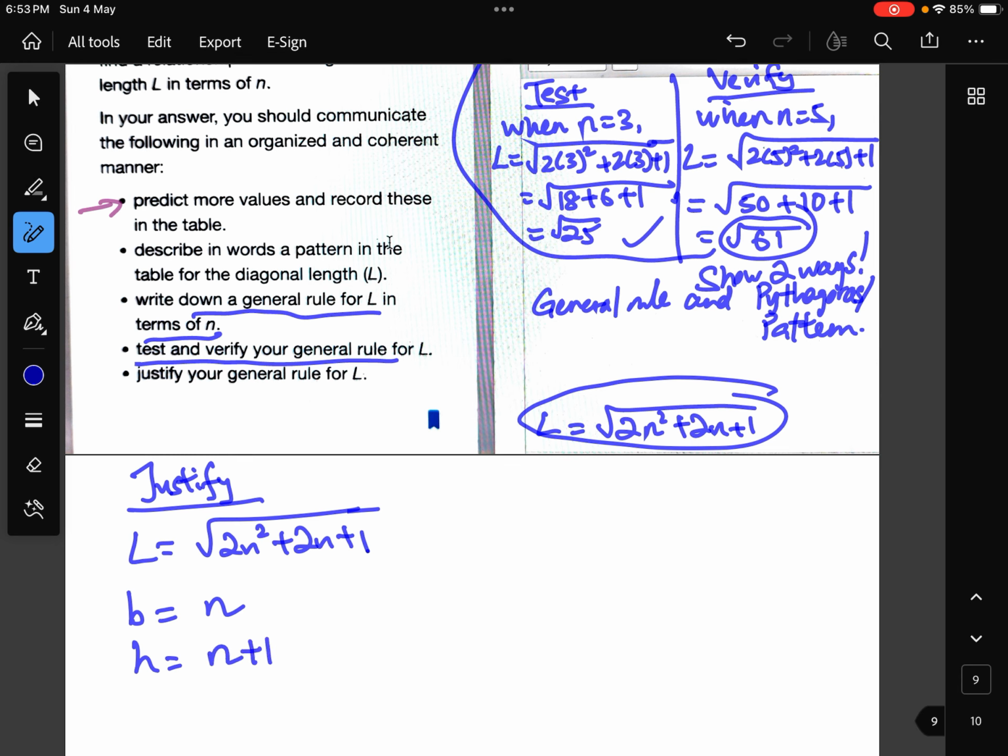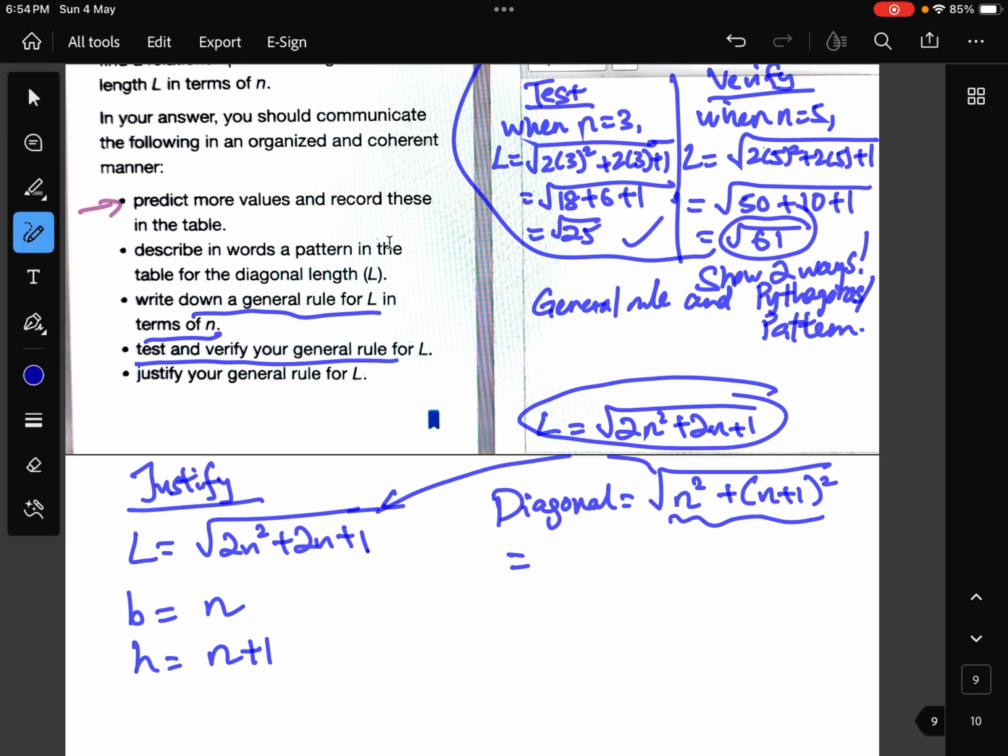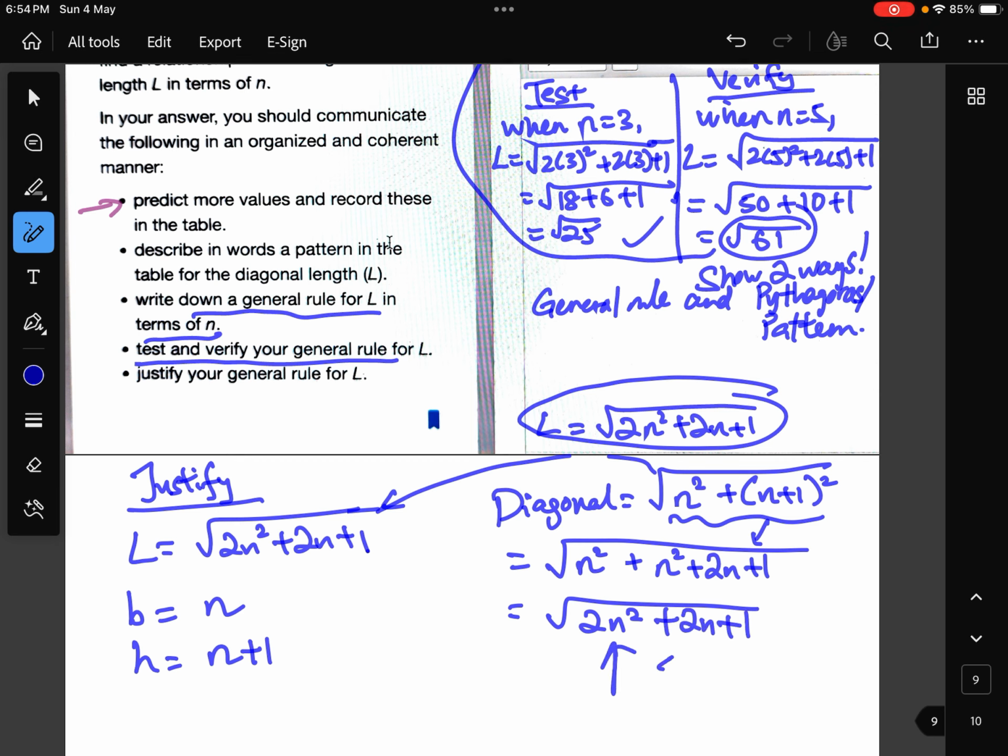To find the diagonal, we use the Pythagoras again, which means that we're going to take the square root of n squared plus (n plus 1) squared. If we can simplify this to look like the general rule, then we will have justified it. So let me simplify this and see what we get. We get n squared plus n squared plus 2n plus 1, which is just the expansion of (n plus 1) squared. And if we simplify this, you get 2n squared plus 2n plus 1. So this means that your rule is justified.